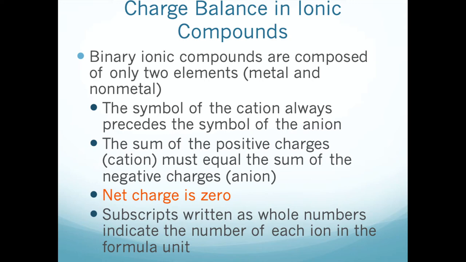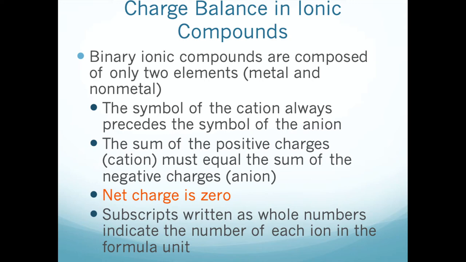To do that, we look at the charge on each of the ions and ask ourselves, how many do we need of each of our ions to balance out the positives and negatives and get a net charge of 0?